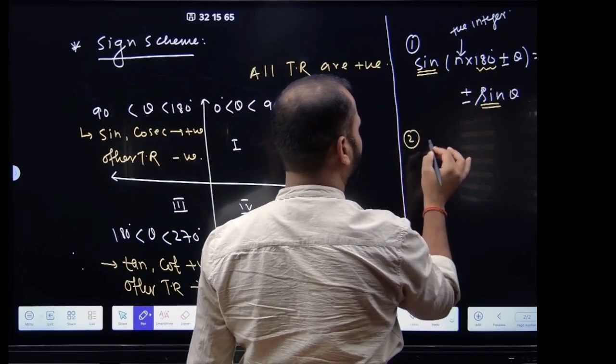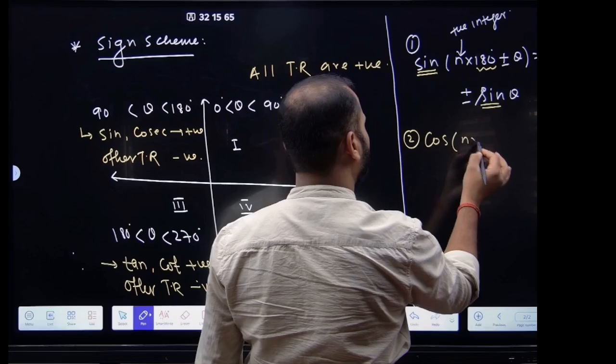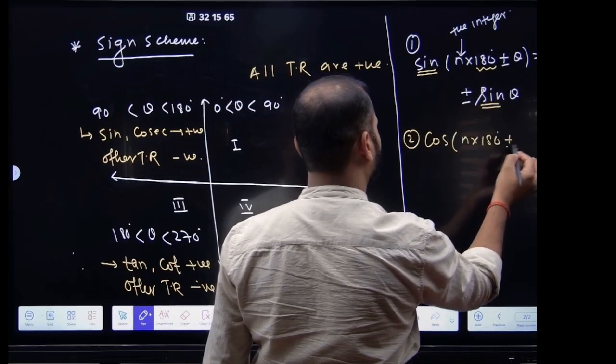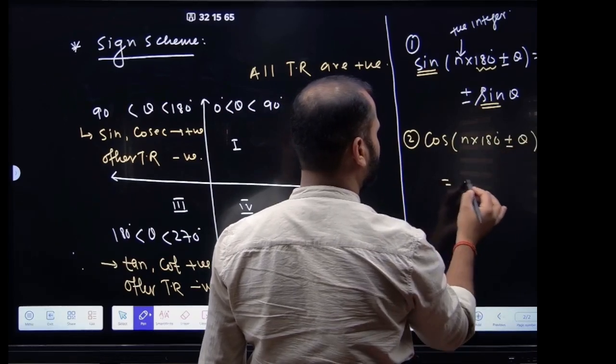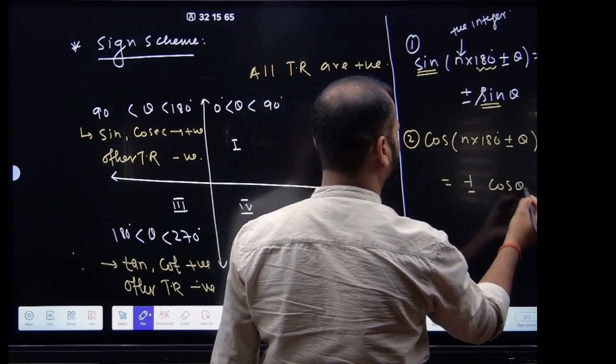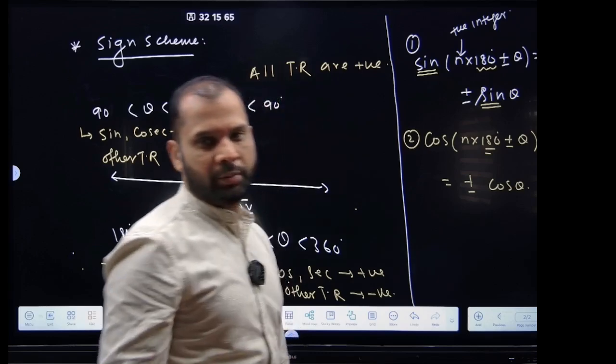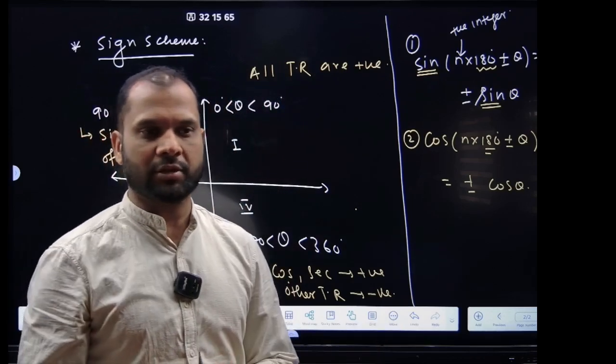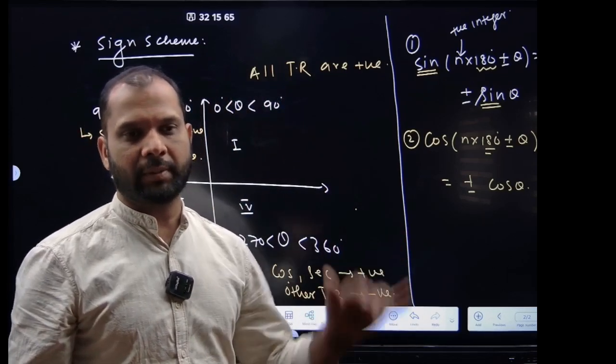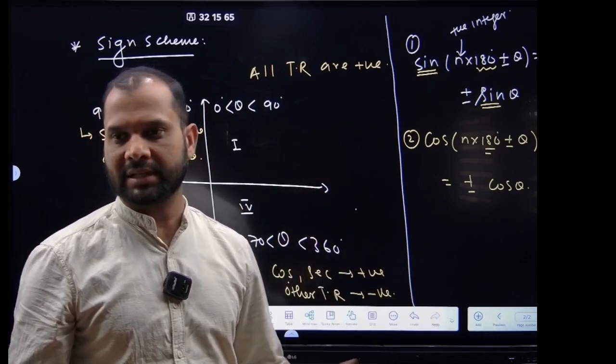Similarly, the second one I will write: let it be cos of n into 180 degree plus minus theta. What will be the answer? Plus minus cos theta. So, if 180 is there, now you should be happy. The trigonometric function is not going to change. The same function will be there. Sine will be sine, cos will be cos, tan will be tan.